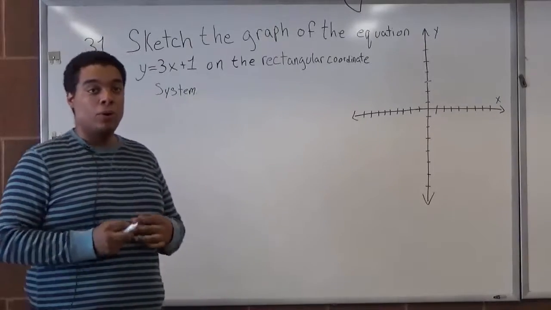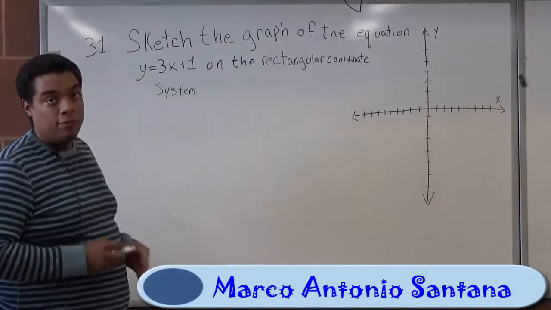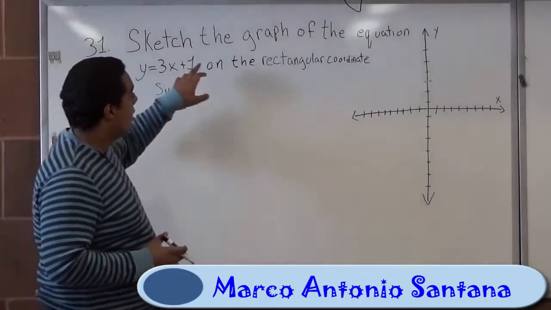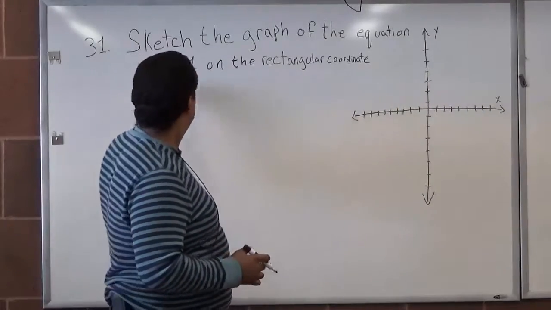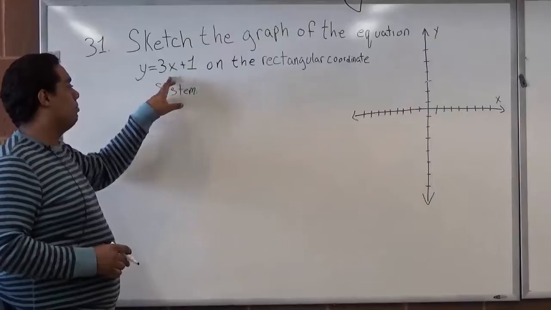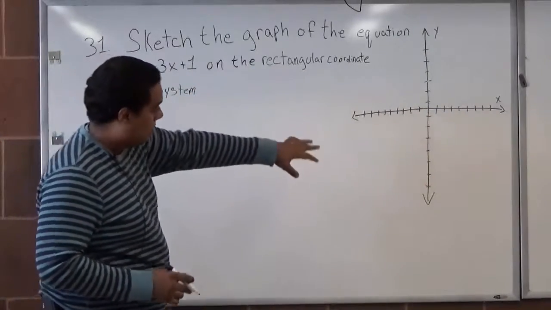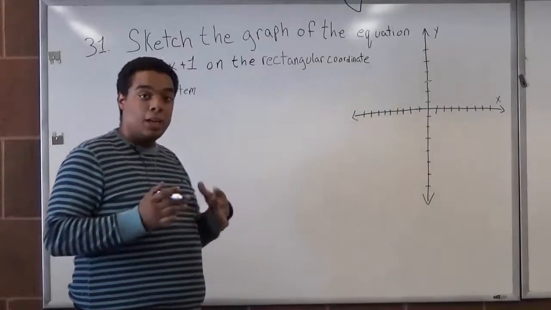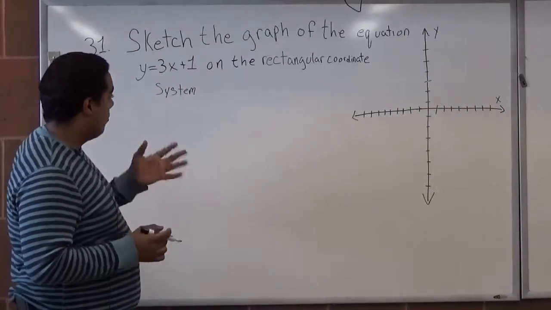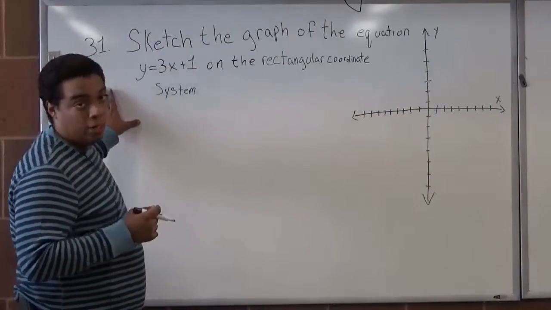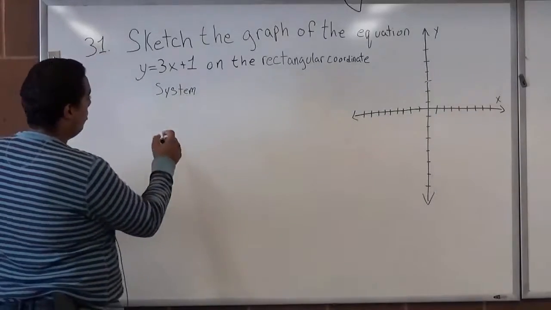In this video, we're going over problem 31 of the practice midterm. Sketch the graph of the equation y equals 3x plus 1 on the rectangular coordinate system, which we have right here. And there's actually a couple of ways we can do this. So the first is finding our x and y intercepts. So we'll start with that.